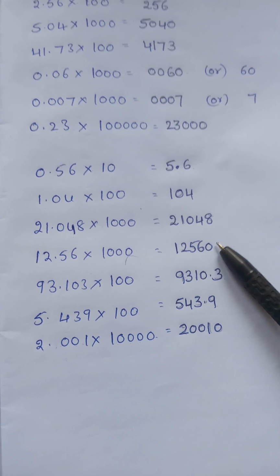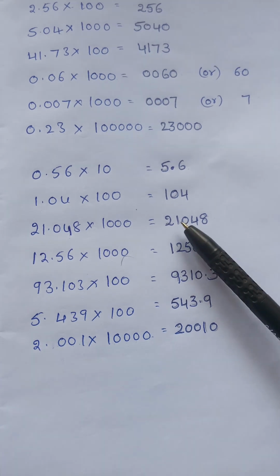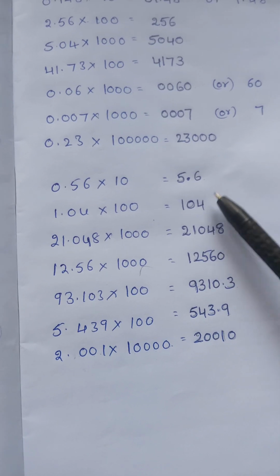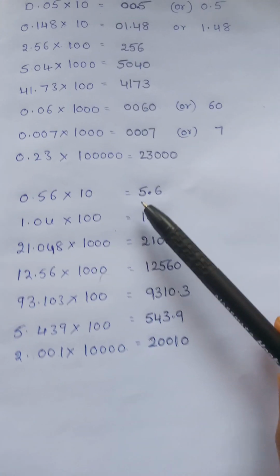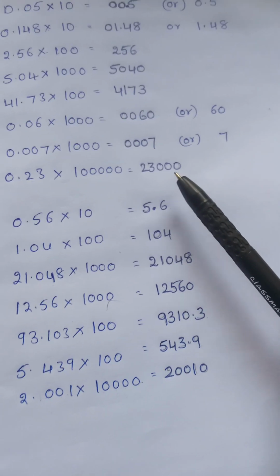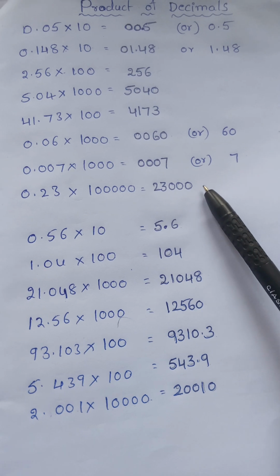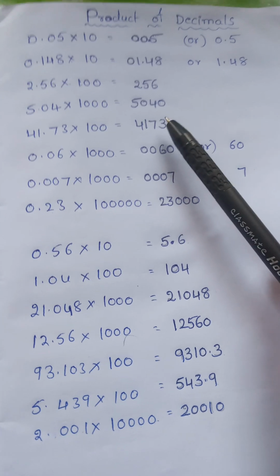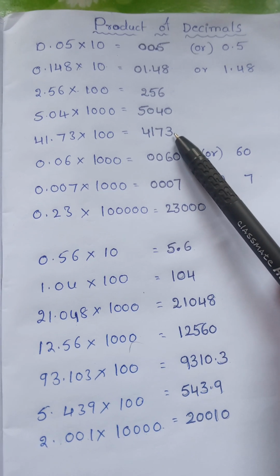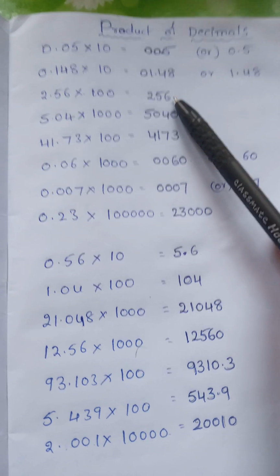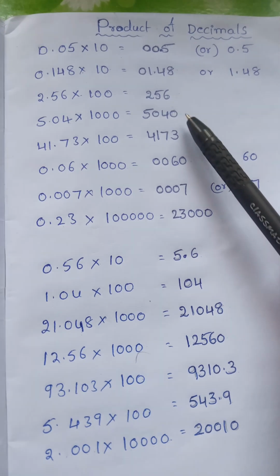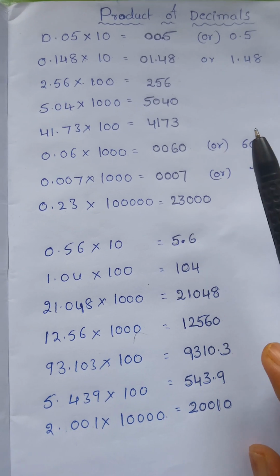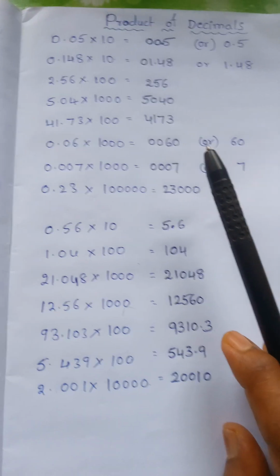12,560 point. And 21,048 point. 104 point. Here already 5.6. Here 23,000 point. At the end of the digits there is a point; if it is not written, the end of the digits has the point. Okay, understood? Okay, thank you.